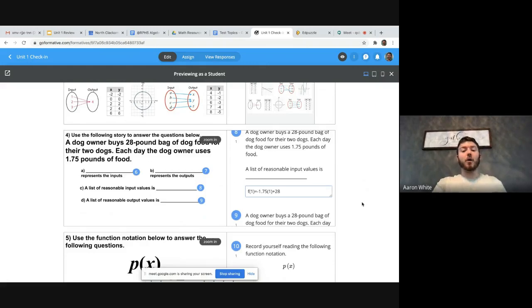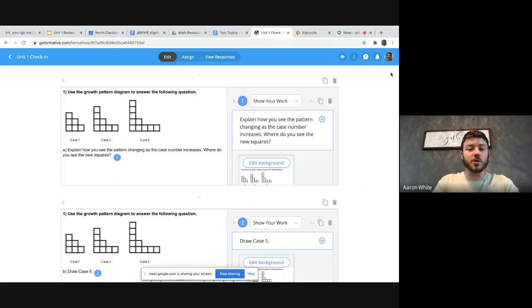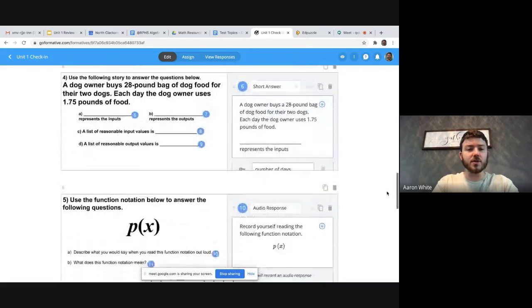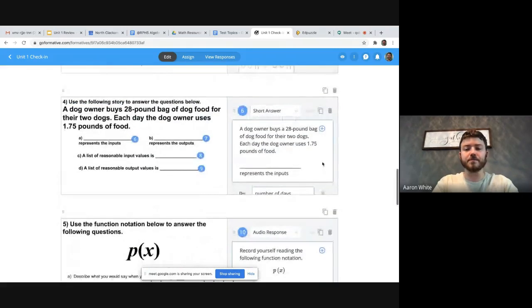And so however many times you had to minus 1.75 to get to 0, that's going to be the number of inputs that you had, and all of the results that you got, all of the individual outputs you got, are going to be your reasonable outputs. So what I'm going to do is actually show you what our answer key said here so that you can see this.